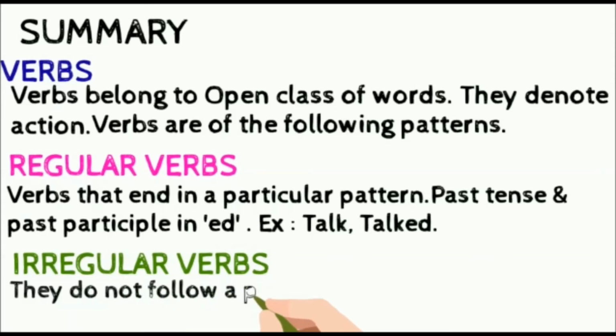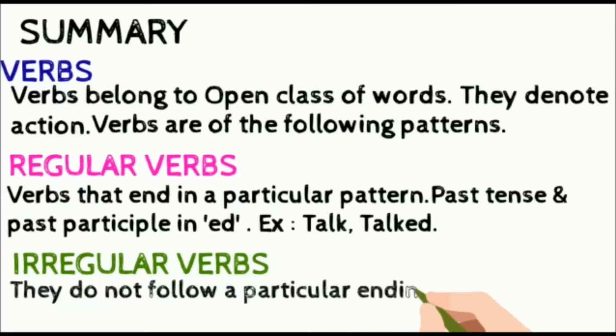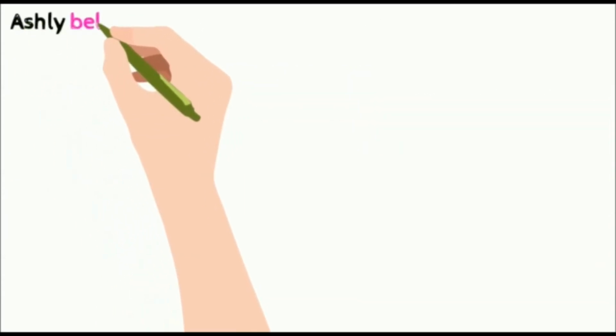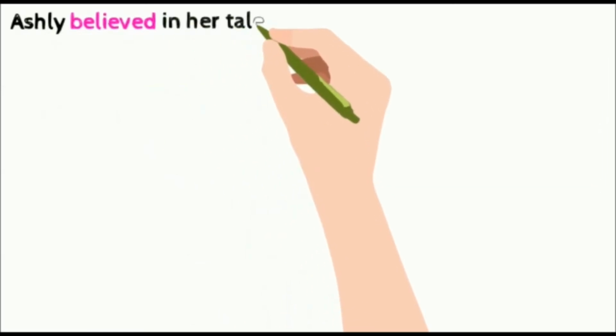Next is irregular verbs. They do not follow any particular pattern. The past tense and the past participle do not end in ed. If we take the example of the verb throw, the past tense is threw. There is no ending of ed, and the past participle also ends in thrown. It does not end in ed.